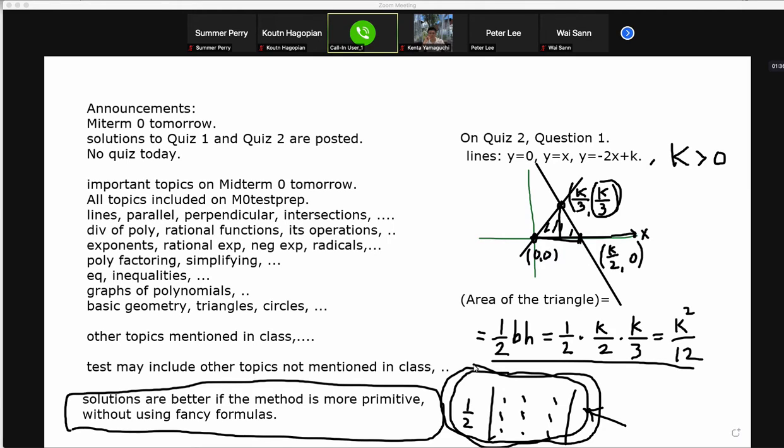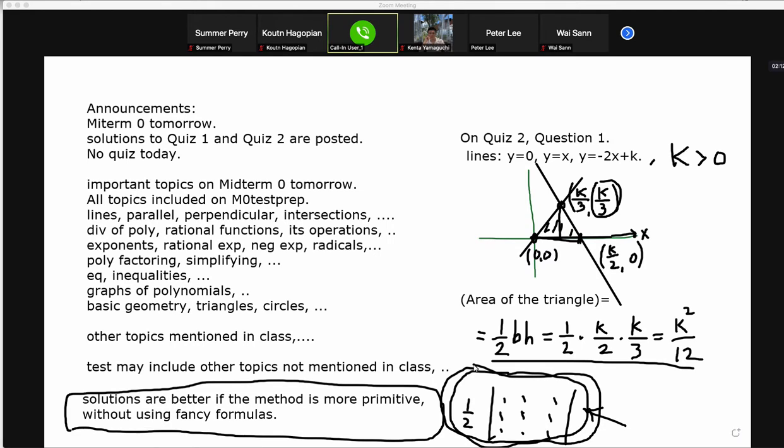But anyway, fancy methods are a negative to me. That's not a good sign. The method might look very fancy to you, but the solution is better, is superior, if the method is more primitive. Is that clear? That's the better way, and it's also less risky. It's much safer.